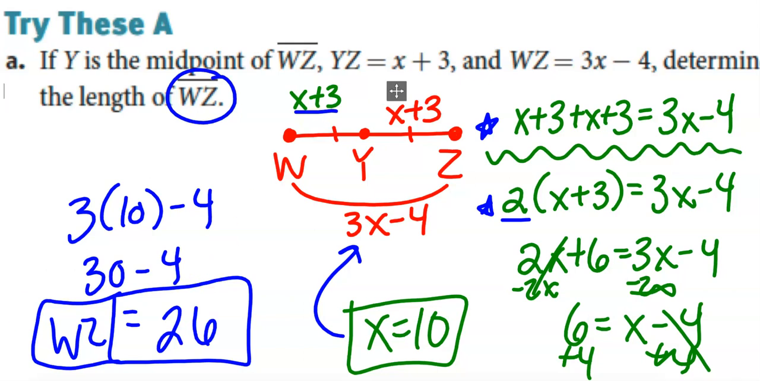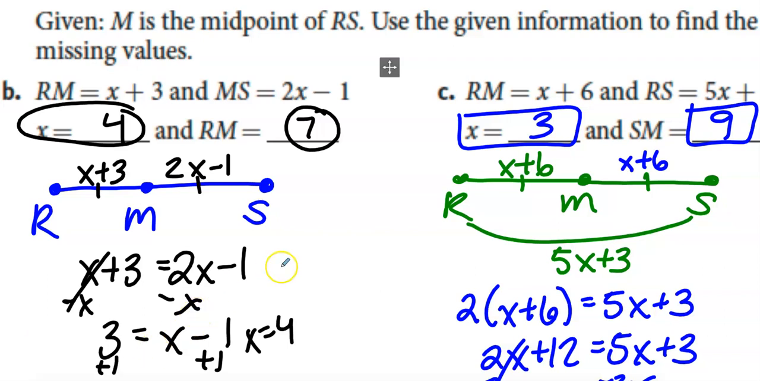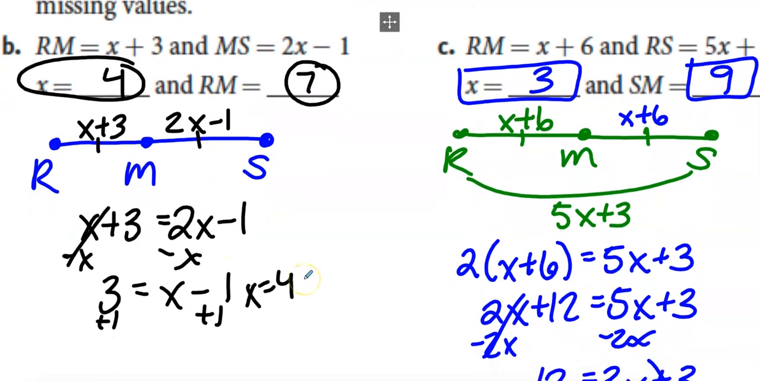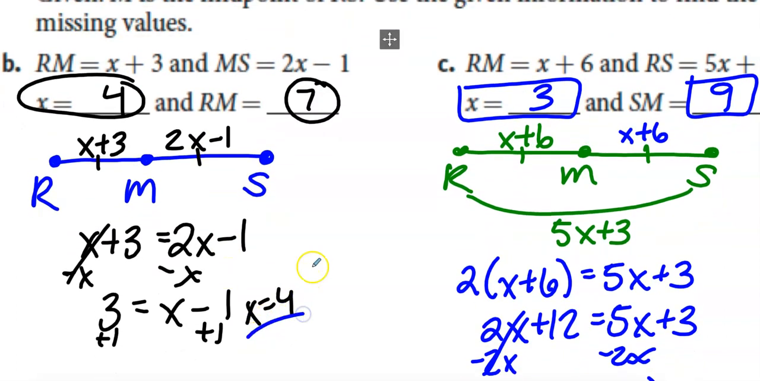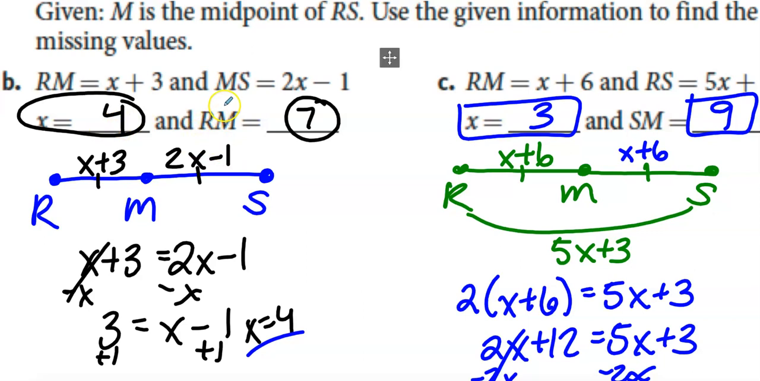All right, moving on to B. So on part B, it gave you both parts of the midpoint. It did not give you the whole, so I could not do segment addition postulate. I had to set them equal because I know midpoints are equal. Once you solve that equation, you do get x is 4, and then it wanted you to find RM, so you'd plug it into this first part to get 7. So that one wasn't too bad.